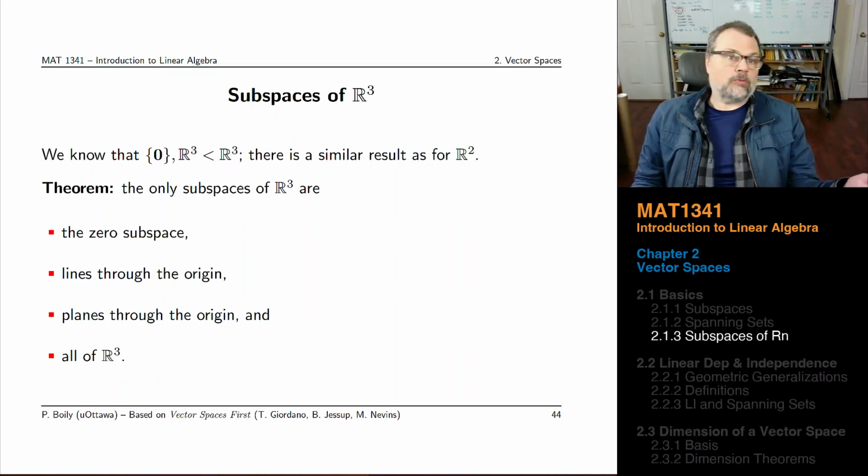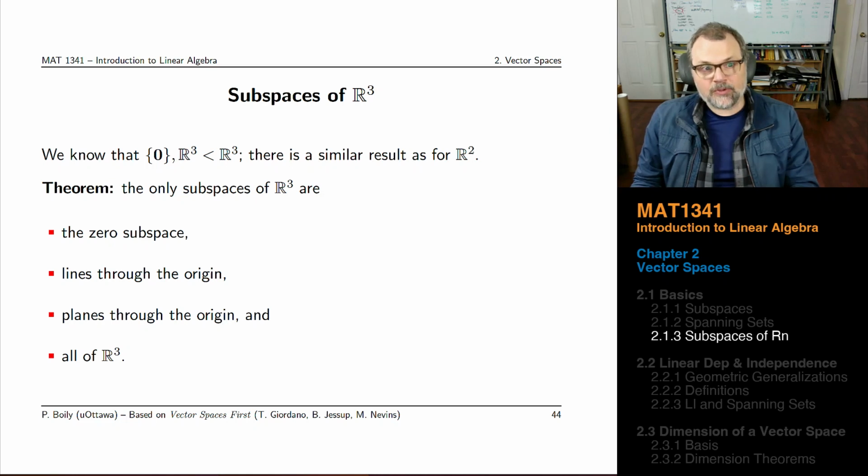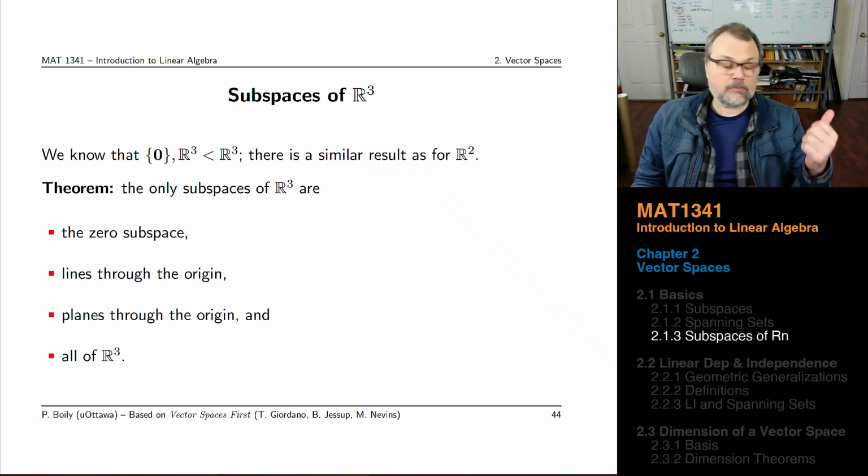What about R cubed, R3? Now you know, as before, that the 0 subspace and R3 are subspaces of R3. And that's the same result as in R2 and R1. But there is a result that is quite like the result we saw for R2. The only subspaces of R3 would be the 0 subspace, lines through the origin, planes through the origin, and all of R3. These are the only possibilities.